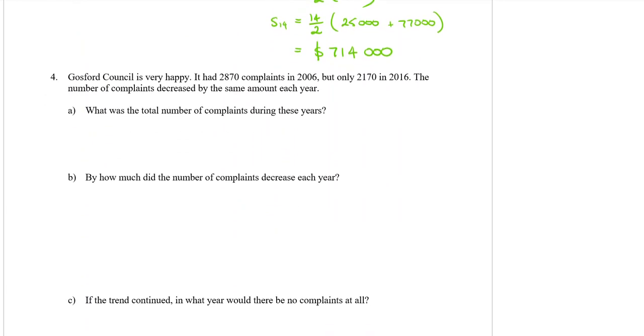Gosford Council is very happy. It had 2,870 complaints in 2006, but only 2,170 in 2016. So that's why they're happy, because it's getting slightly better. The number of complaints decreased by the same amount each year. What was the total number of complaints during these years?